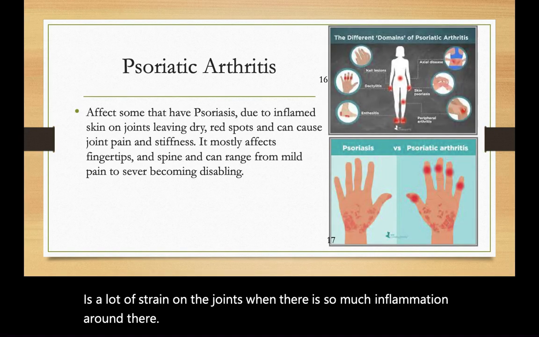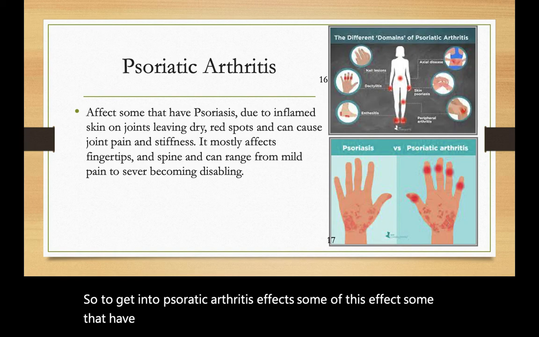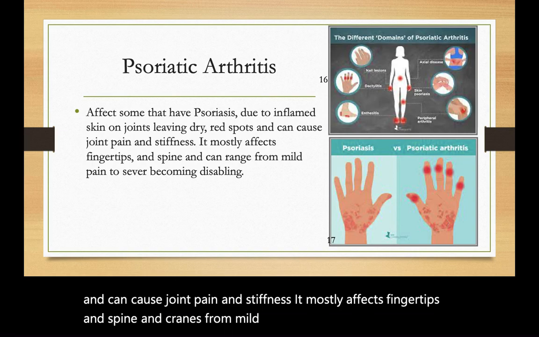So to get into psoriatic arthritis, it affects some people who have psoriasis due to inflamed skin or joints, leaving dry, red spots, and can cause joint pain and stiffness. It mostly affects fingertips and spine and can range from mild pain to severe, becoming disabling.